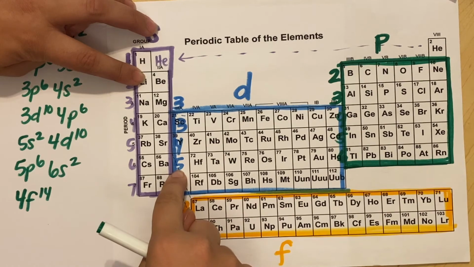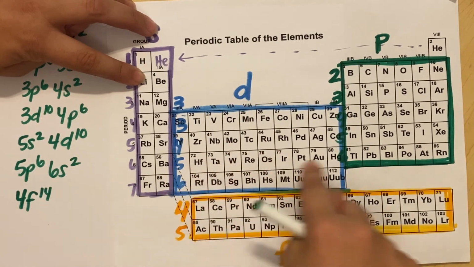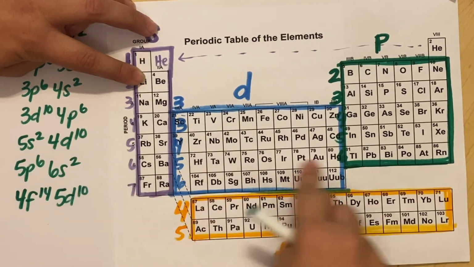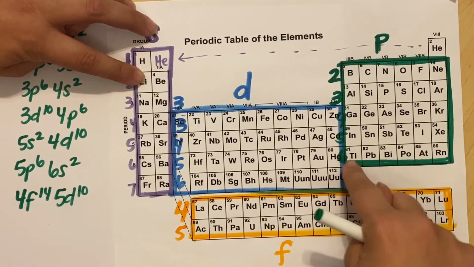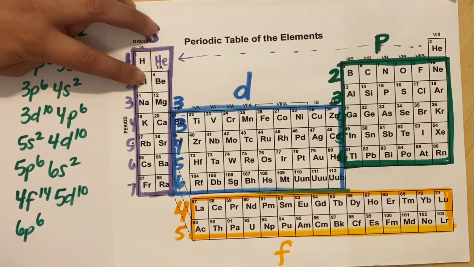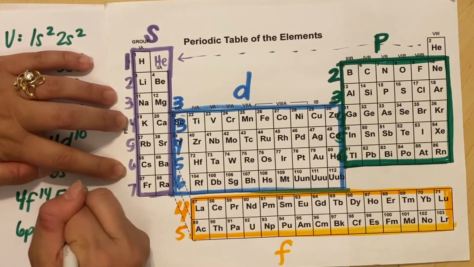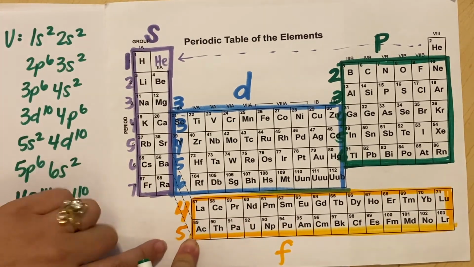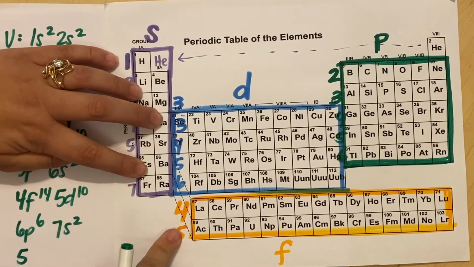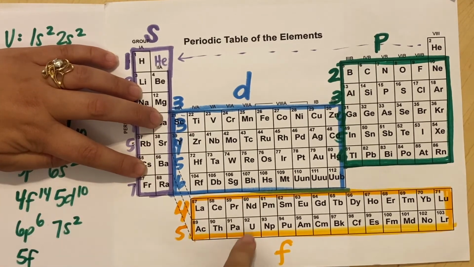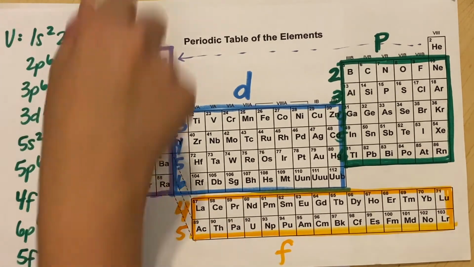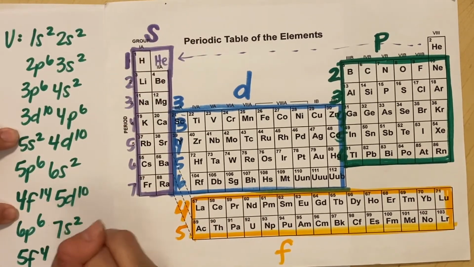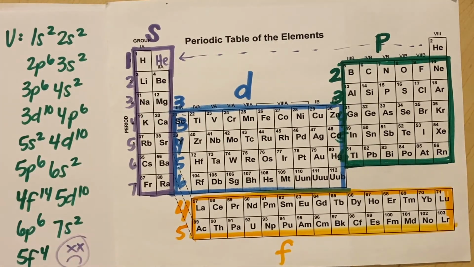Then I'm up here, 5d10. And then 6p6. I know this is terrible. Okay. Finally, you're at 7s2. And down here at 5f, and I need to get to uranium. 1, 2, 3, 4. Okay, death. Absolutely, this would be the longest, hardest, trickiest type you would have.